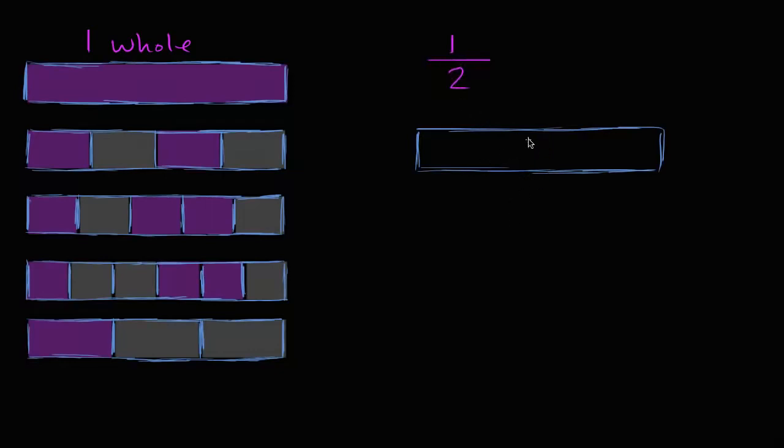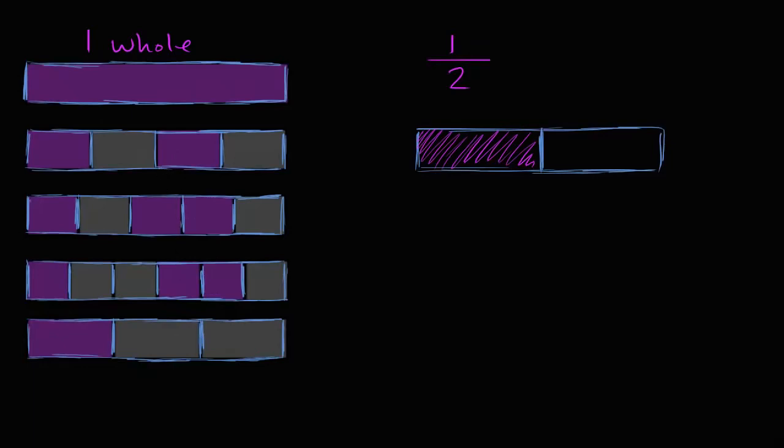And actually, these sections don't look quite equal. That looks a little bit off. Yeah, that's pretty good. I think you get the idea, that my intent is to draw these to be equal. So then this right over here would be 1/2. Now, none of these are divided into halves.